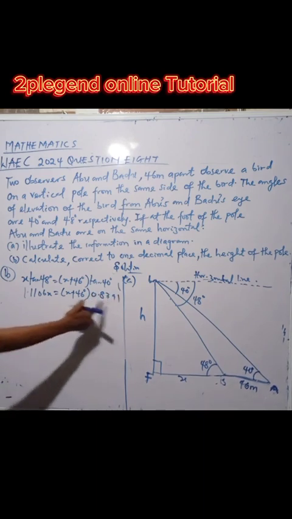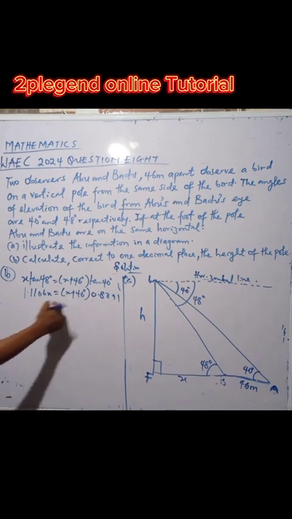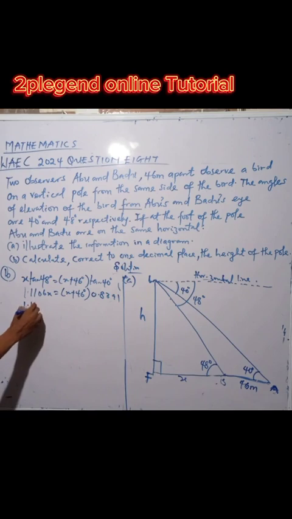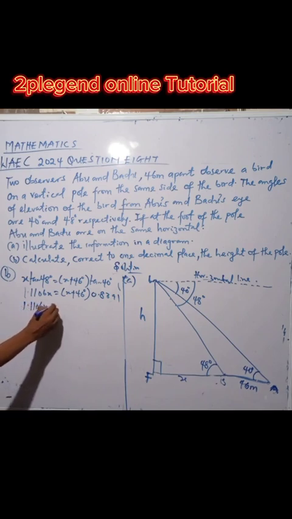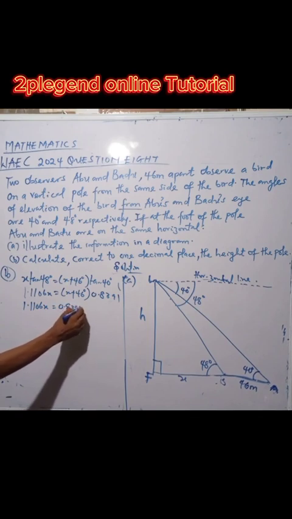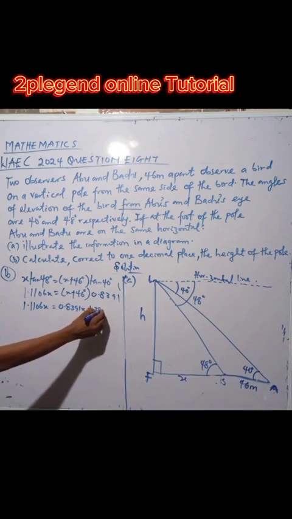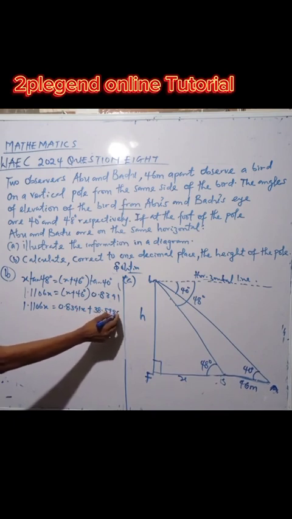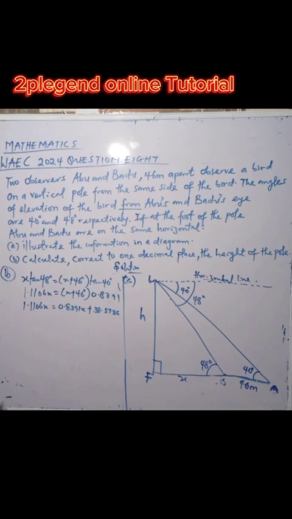Now open this bracket. By the time you open this bracket, you are going to have 1.1106x is equal to 0.8391x plus 38.5986. Then you collect like terms.